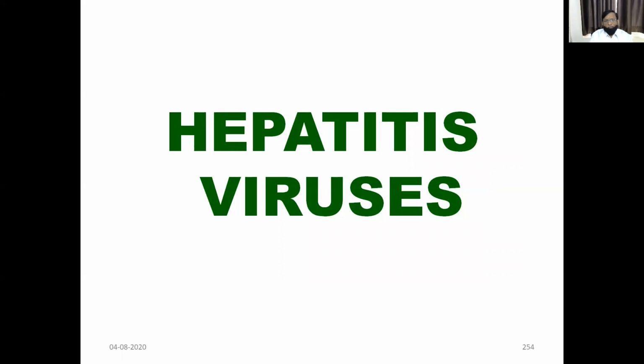Now, coming to hepatitis viruses, generally we have a group of hepatitis viruses, among which hepatitis B is a DNA virus. I am giving a small introduction of these hepatitis viruses, but hepatitis B and HIV will be dealt with by the senior professor, Professor Balamurali, at a later time.